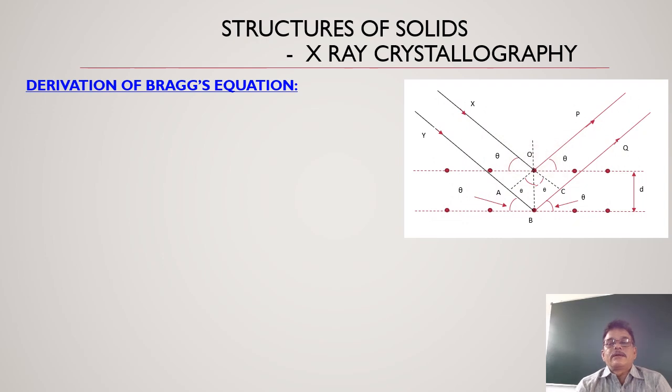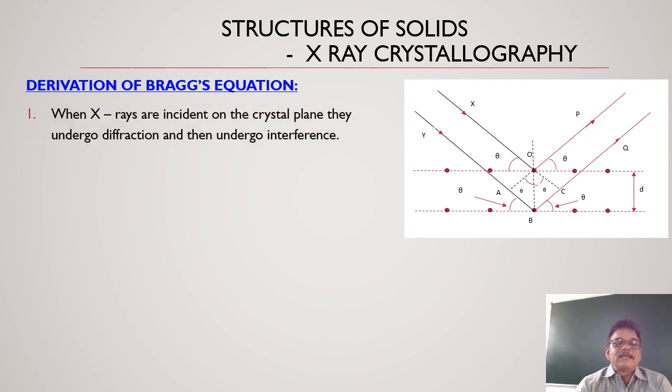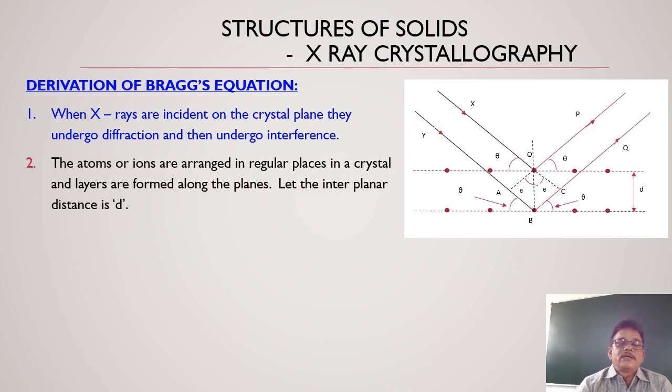Right. So here, see in this figure, when X-rays are incident on a crystal plane, they undergo first diffraction and then undergo interference. That is why we discussed the diffraction and interference properties of the wave. Next, in a solid, we know that atoms or ions are arranged in regular places in a crystal and layers are formed along the planes.